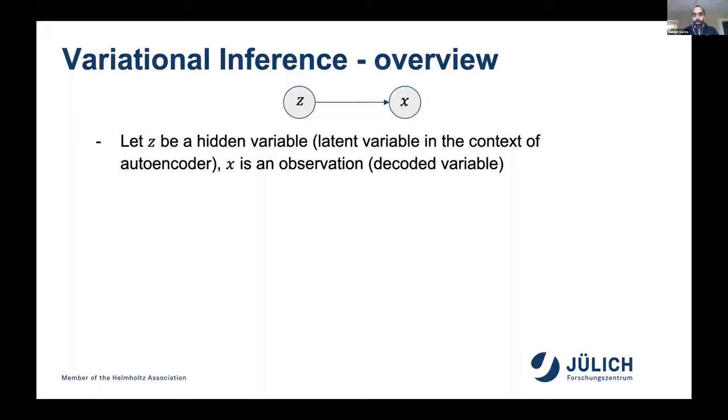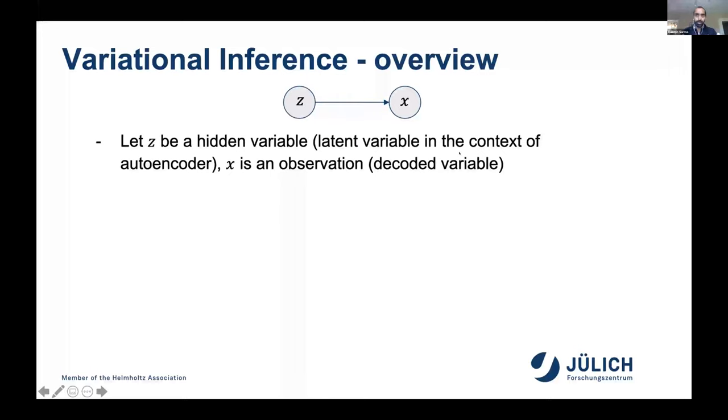To put this into the context of the autoencoder itself, how do we relate this? Let's assume we have a mapping from variable Z to variable X. Z is a hidden variable. In the context of the autoencoder, it could be this code tensor that we have, the latent variable. And X is an observation. For example, it could be the data set that we have. Since it's an observation, that's the decoded part.